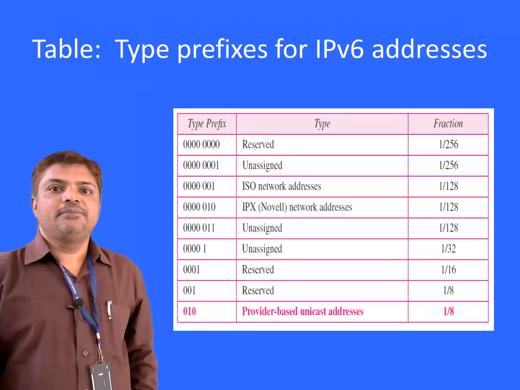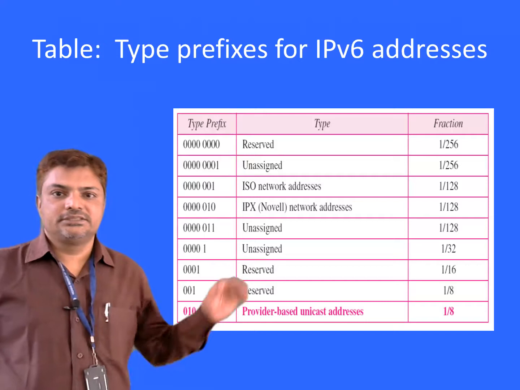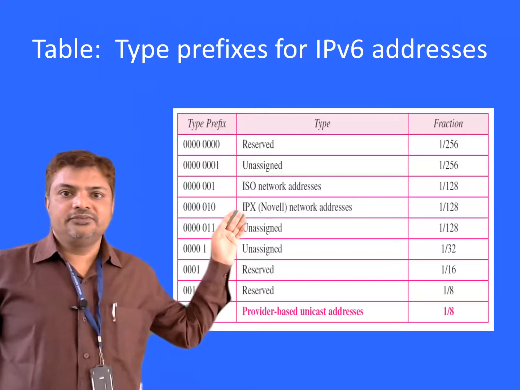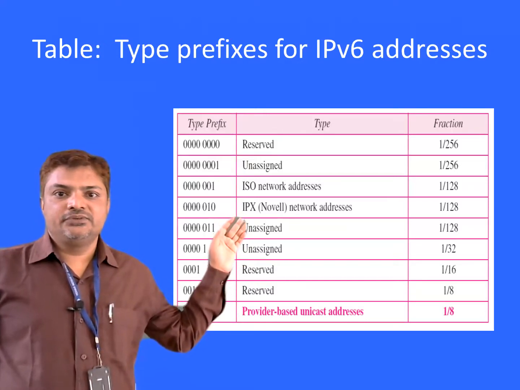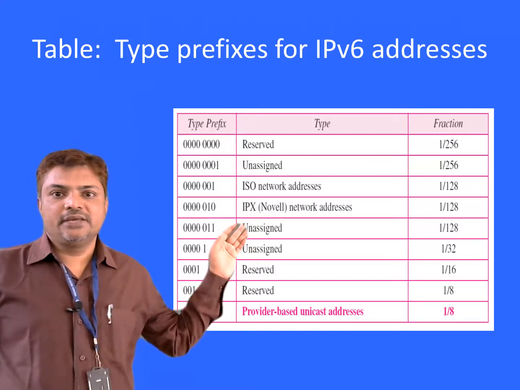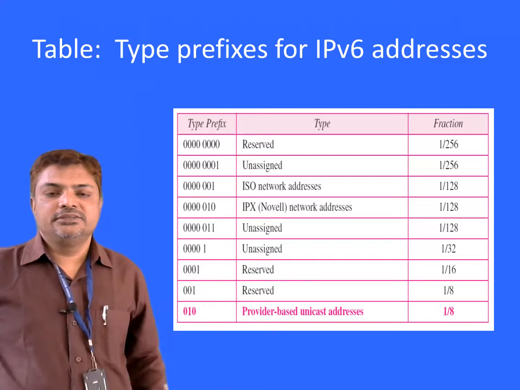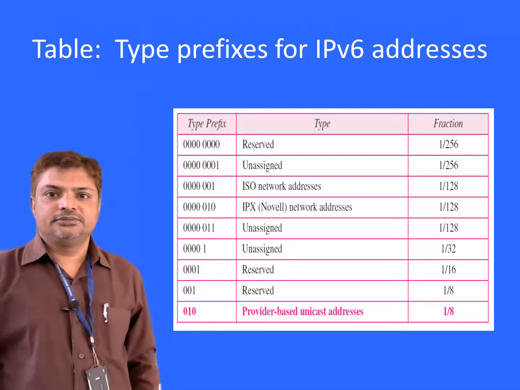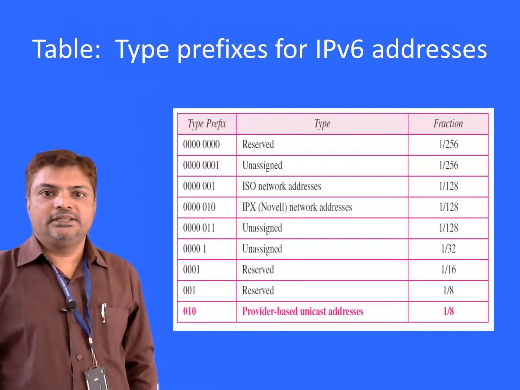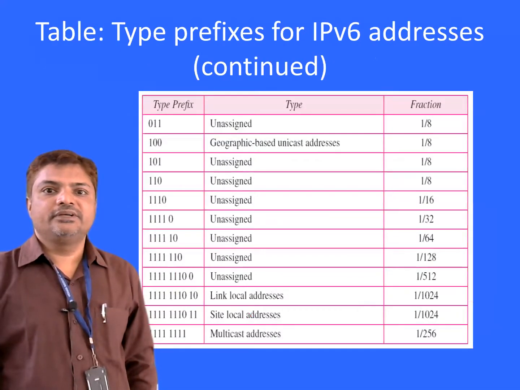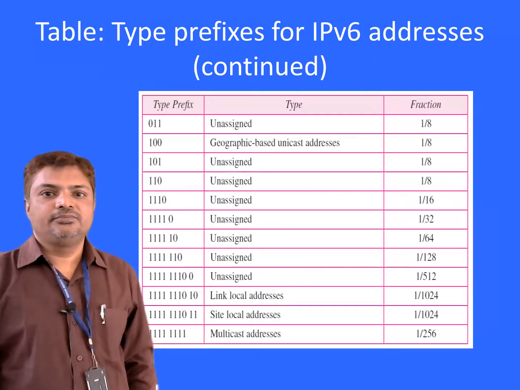So these are the type prefixes for IP version 6 addresses. We have reserved, unassigned, ISO network addresses, IPX network addresses, unassigned, reserved. So different types are there, and the type prefix separates them. These are the different types we have: unassigned, link local addresses, site local addresses, and so on.